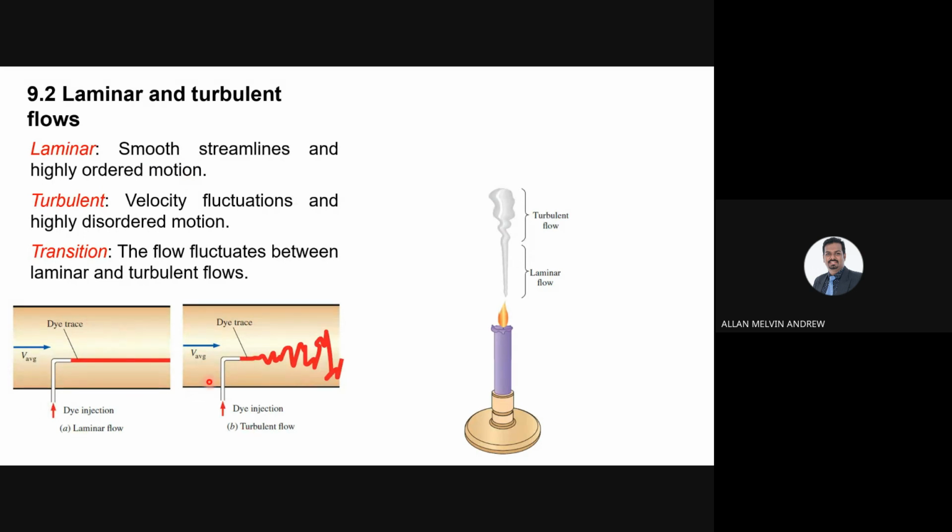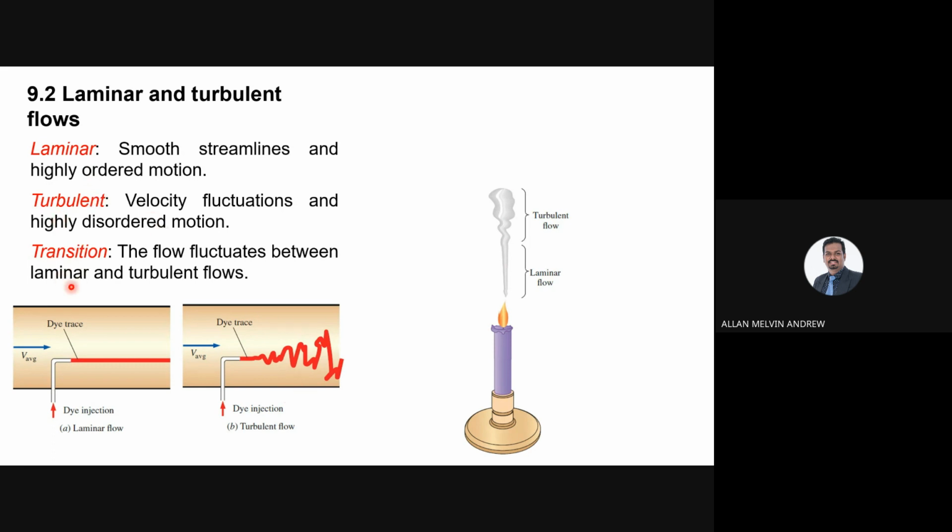Let's say we have the same situation. Now we are trying to inject. We have a flow moving at an average velocity of V average. Let's say you're trying to inject a dye, and after some time the dye is moving in a non-ordered motion. So we call it turbulent. Turbulent has velocity fluctuation. Even though the velocity is moving in this direction, it is having a disordered motion. Instead of moving from left to right, it is moving upward, downward. So it's moving in a highly disordered motion. That is what we call turbulent.